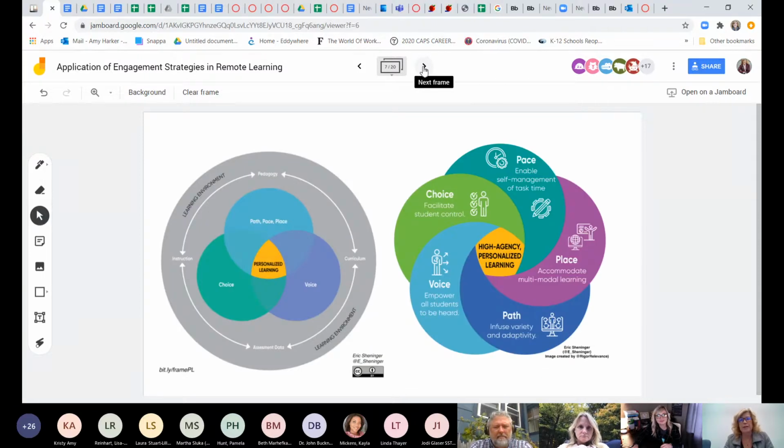I love these graphics that he created where you talk about when you personalize, it's pace, place, path, voice, and choice. When you go and are using all those in a different way, that brings in that high agency personalized learning. And then this particular graphic on the left-hand side is talking about the learning environment kind of being on the outside, and how the choice, the voice, and again, the pace, place, all center on the personalized learning. So two different ways of looking at how that all can come together.